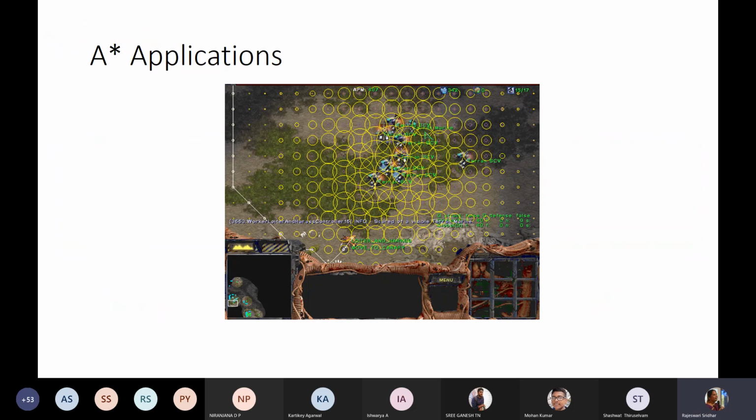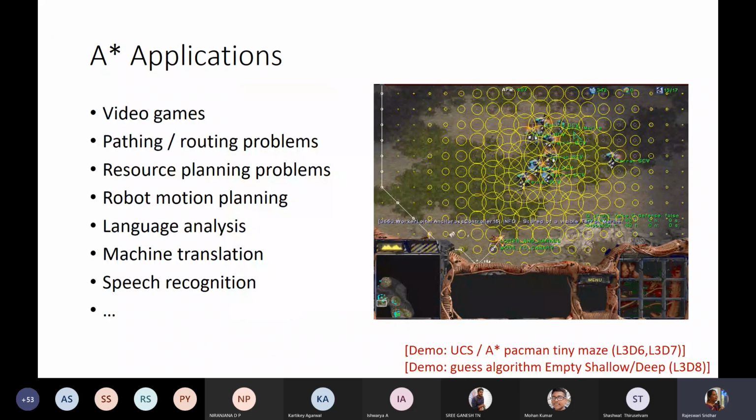So A star applications, as I said before, include initial scenarios, many video games, pathing, routing problems. Google Maps also was based on this only.